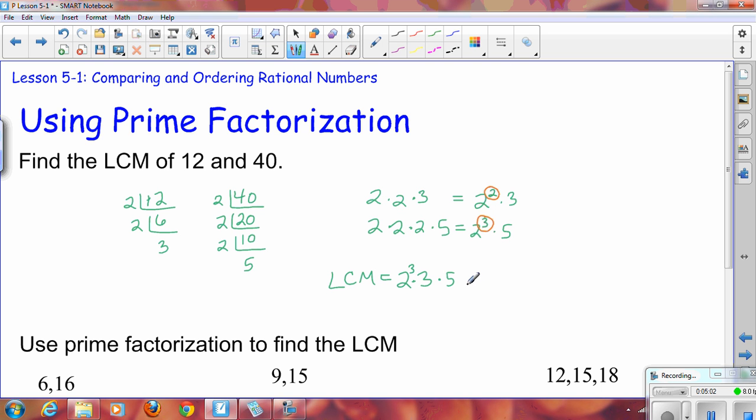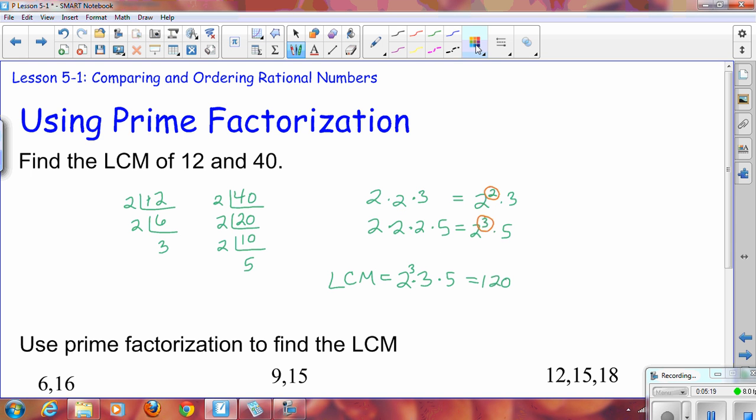2 cubed is 2 times 2 times 2, which is 8. So this is 8 times 3, which is 24. 24 times 5, which is 120. Now that seems like a lot of work, right?